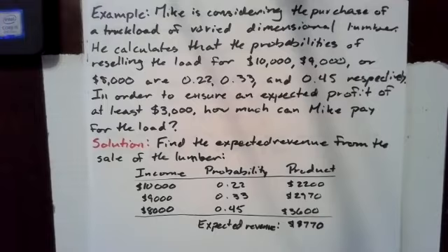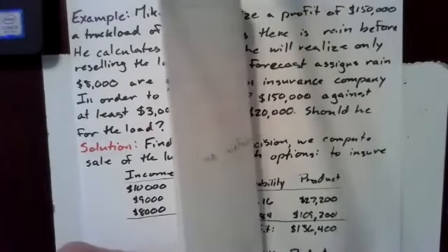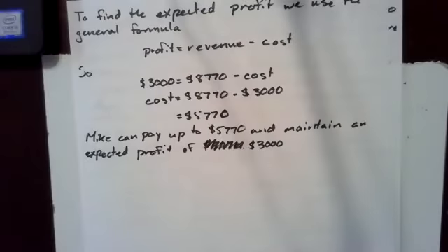So first, we find the expected revenue, or the expected income from the sale of the lumber. We do that the same way we've been doing it. We take the income and the probability and we add it all up. And that comes out to an expected revenue of $8,770. To find the expected profit, we use the general formula, profit equals revenue minus cost.